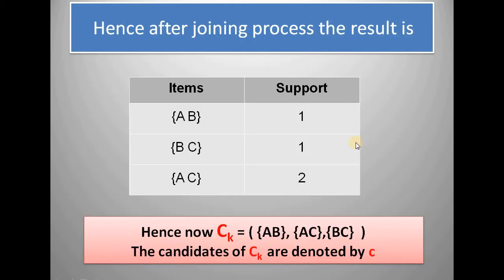That's how, after the joining process, we got the value of Ck, which is ab, ac, bc, and the candidates are denoted by C. So here ab is a candidate, ac is a candidate, bc is a candidate of Ck. So this is how we did the joining process for the whole algorithm.